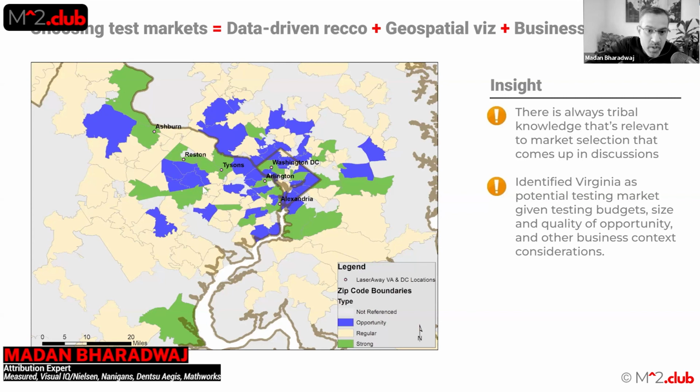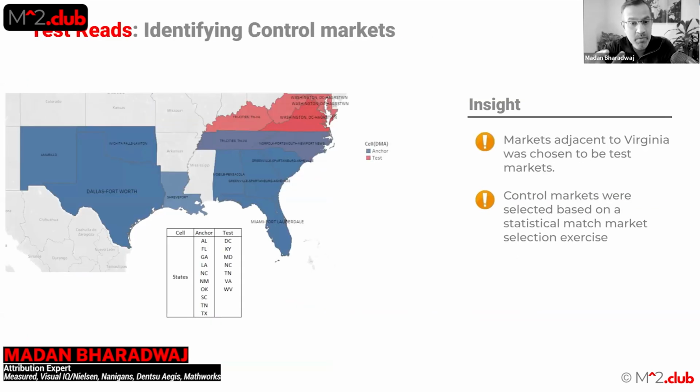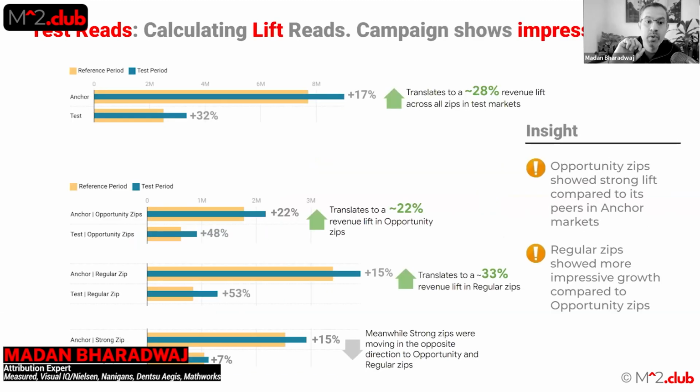And we can see which zip codes are opportunity zip codes, which zip codes are strong. So we identified markets we want to test. We scored all the zip codes, identified opportunity zip codes, took those opportunity zip codes, modeled a test, and figured out how much it will cost to test. And then we actually went in and executed the test. And we're now trying to read the results from the campaigns. So then this is the actual lift reads.